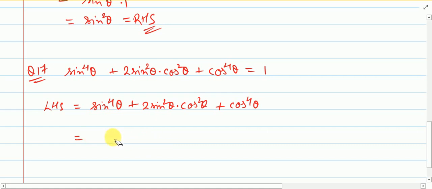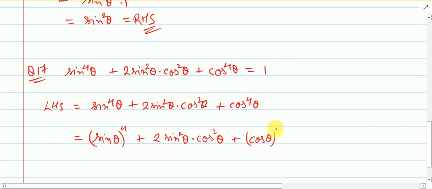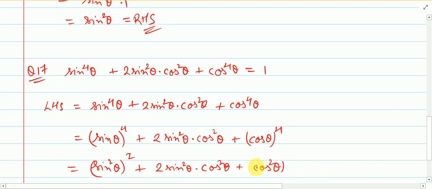So instead of writing this, we can write like this: sin theta to the power 4. Okay, let me write this first. And here I can write sin theta simply cos square theta, and here I can write this. Okay. In the next step I can write like this: sin square theta whole square. Okay. And here cos square theta to the whole power 2.